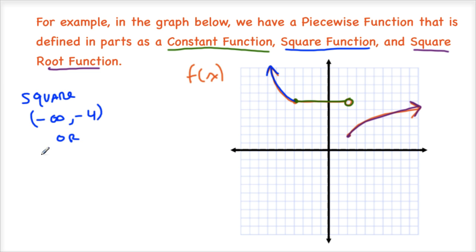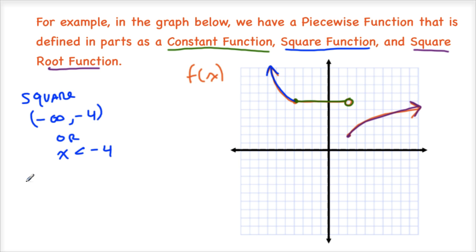But we want to get in the habit of, because we're going to define this function and the pieces using just greater than or less than signs for our values for x. So I would say another way to write negative infinity to -4 would be for all x values that are less than -4. Okay, so that would include all of the x values this way on the number line or on the x-axis. So not including -4 because I'm going to put that with my constant function. So it's the square function where x is less than -4.